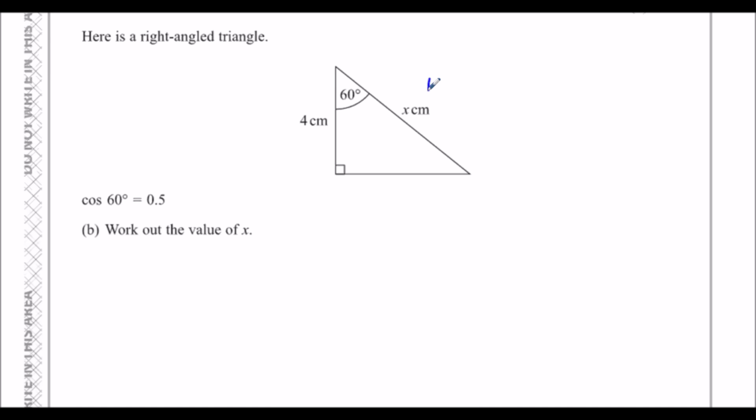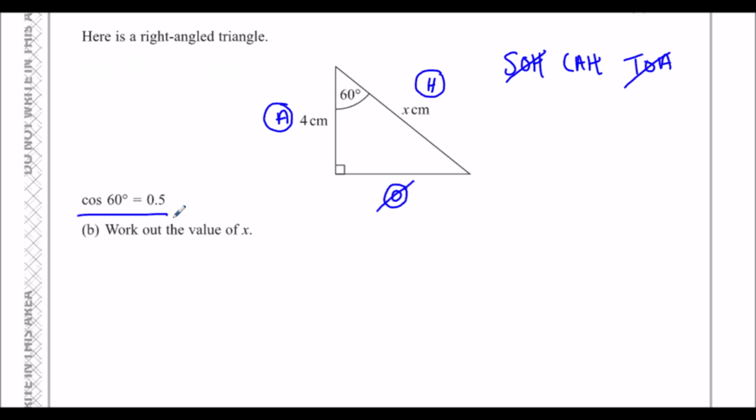So we've got the hypotenuse, which is the longest side. The opposite is opposite the angle. And the adjacent is in between the angle we're given, or the angle we're using, and the right angle. So we're not using the opposite. We're using H and A. So which one's got H and A in it? Well, that's cos, which we already knew because we've been told that cos 60 is equal to 0.5.